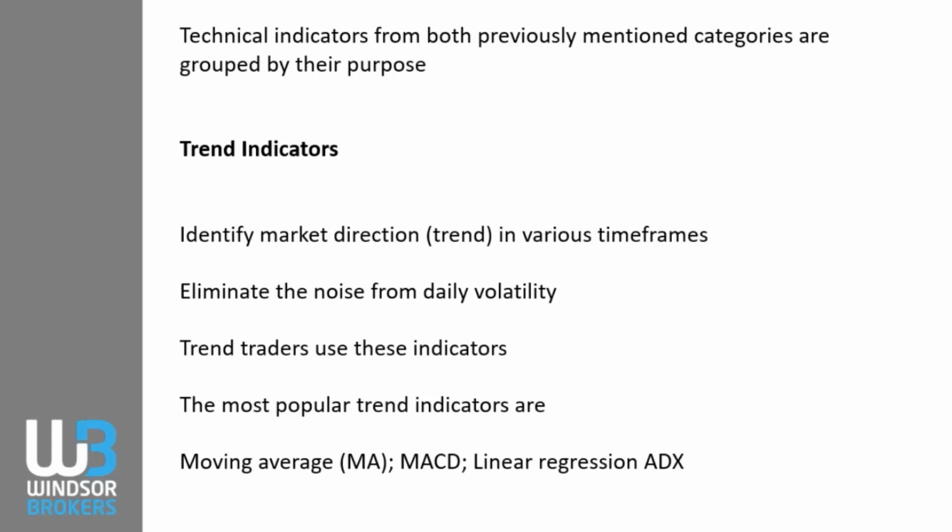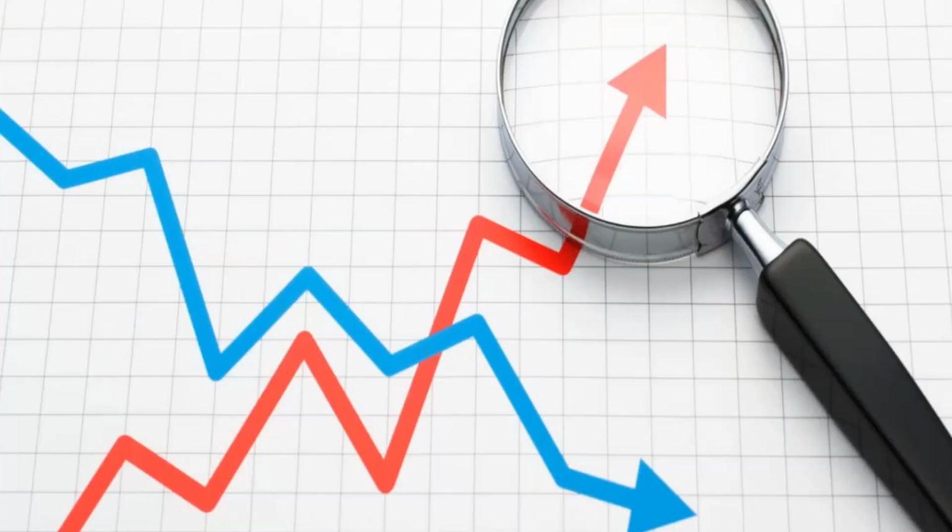Trend traders usually use these indicators to help define the direction and see the potential length and strength of the trend. Moving averages are among the trend indicators. Moving average convergence divergence (MACD), the linear regression, as well as the ADX indicator, are among the most popular and most used. So trend is important.